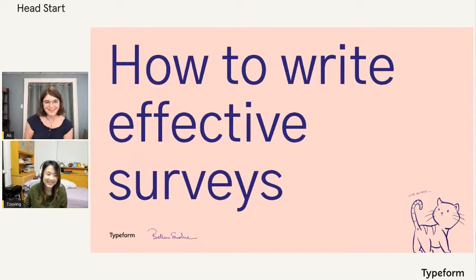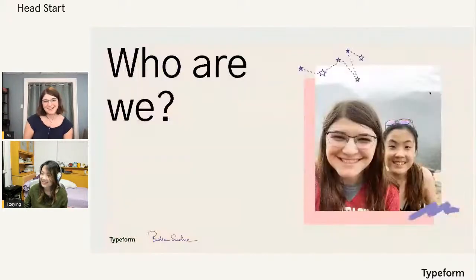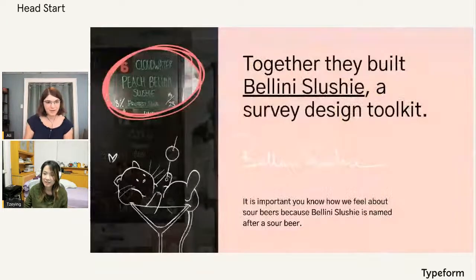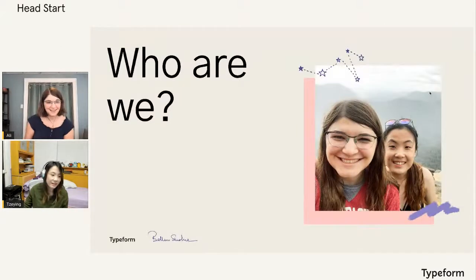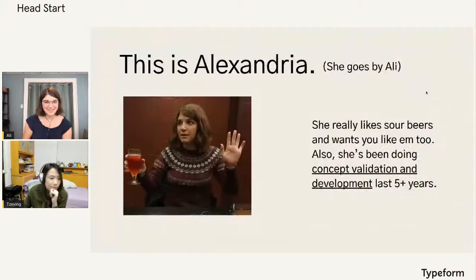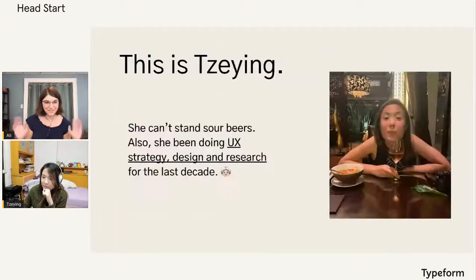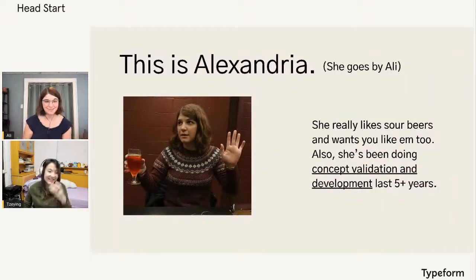Before we get into that, let us introduce ourselves a little bit more. We're Ali and Ziying. We met when we were working together in Singapore. I'm back in the United States now, but we liked each other so much that we decided to build Bellini Slushie together. My name is Ali. I love sour beers, and I think everybody should love sour beers. The more sour the beer is, the better it is. I've been doing concept validation and development for the last five or so years in both the United States and Singapore.